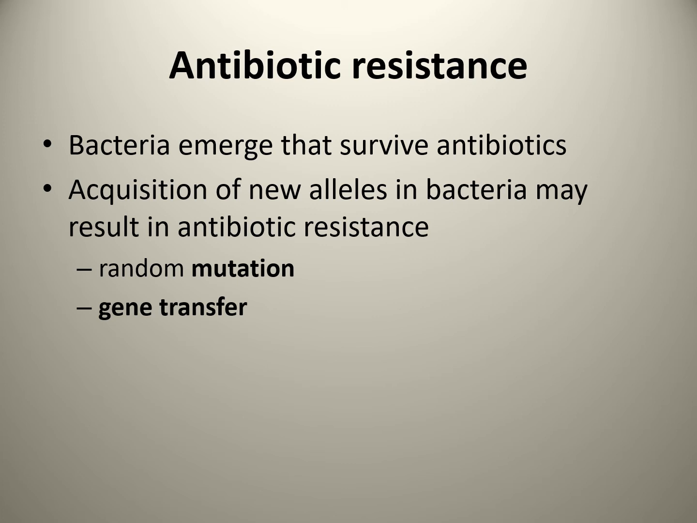Okay. So antibiotic resistance can happen in two basic ways, right? You've got to acquire these new alleles and bacteria that have antibiotic resistance, and that can happen through either random mutation or something called gene transfer.